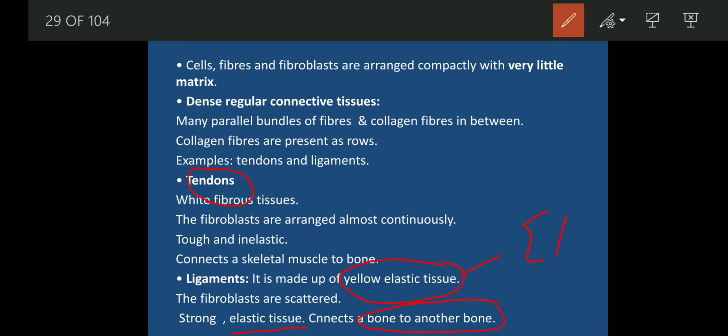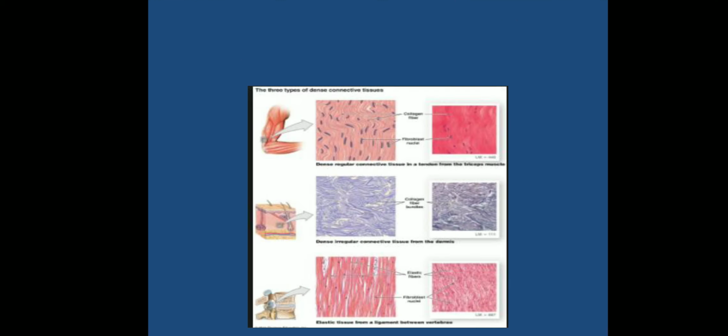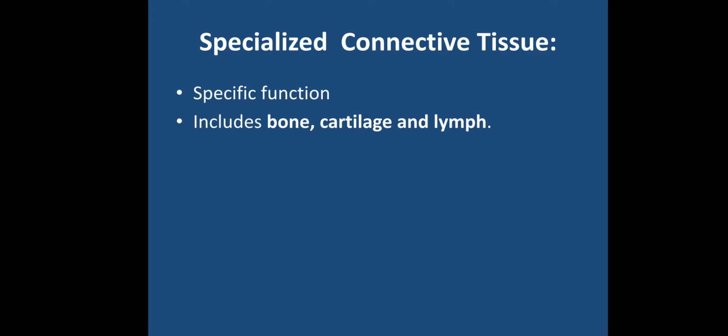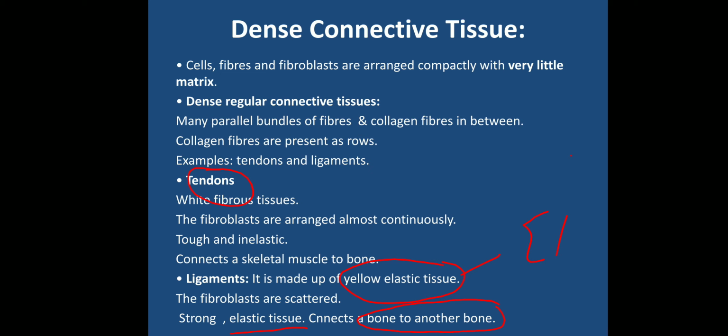Okay, so that was about dense regular connective tissue. The other one is dense irregular connective tissue. We can understand that it will be irregularly placed. It means they will not have proper space between them. They will not be properly arranged.